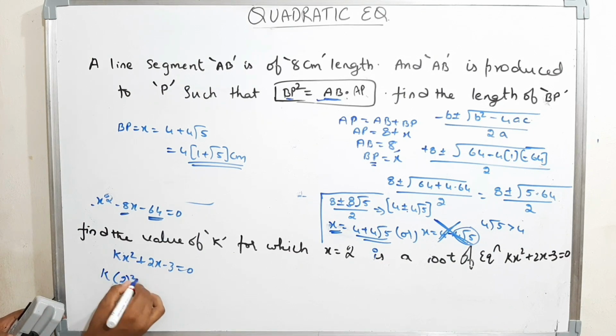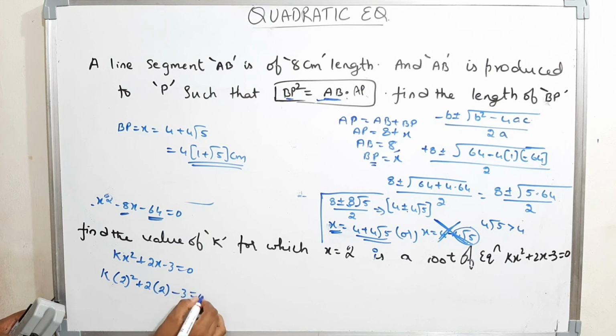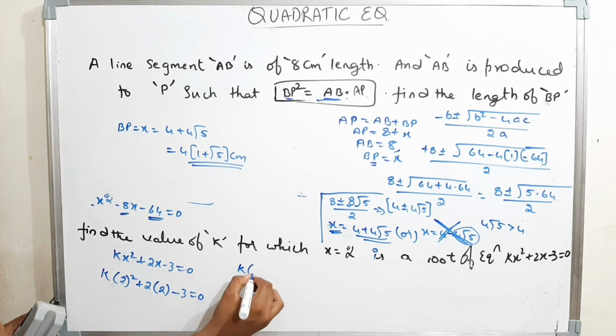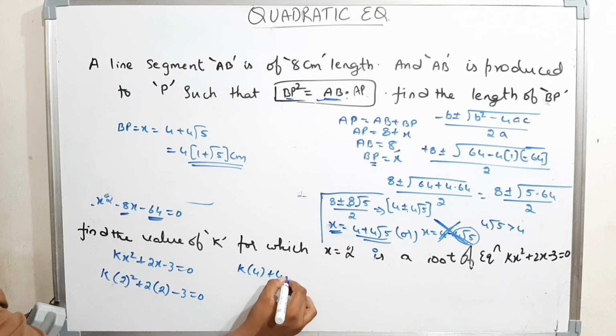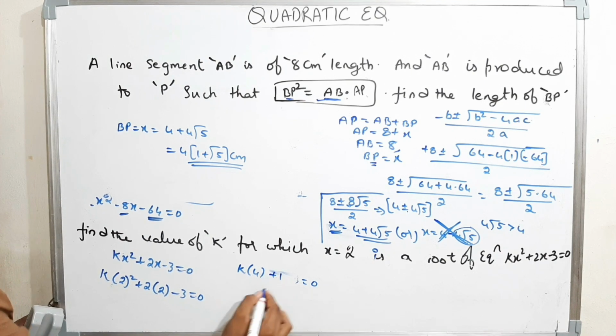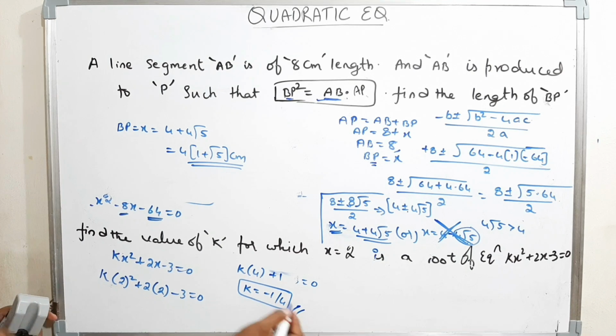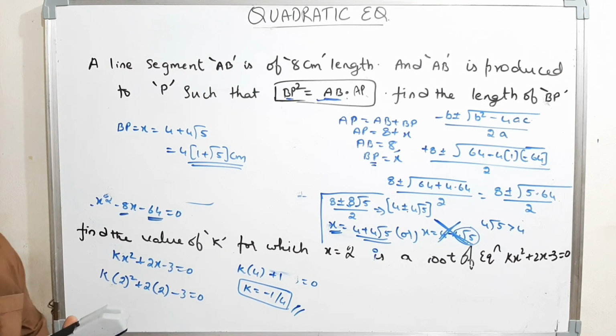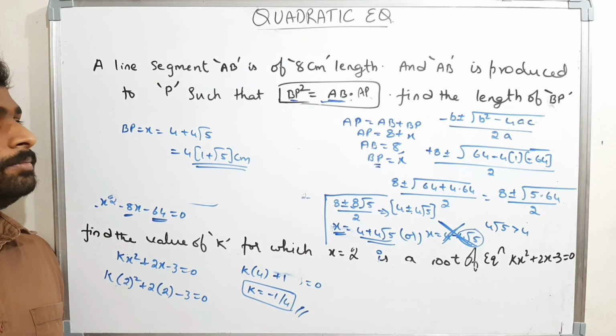What is that? k into 2 whole square plus 2 into 2 minus 3 equal to 0. Therefore, solve it. k into 4 plus 4 minus 3 equal to 0. That is nothing but plus 1. Therefore, k value is minus 1 by 4. This is the answer. Okay, I think this is clear.